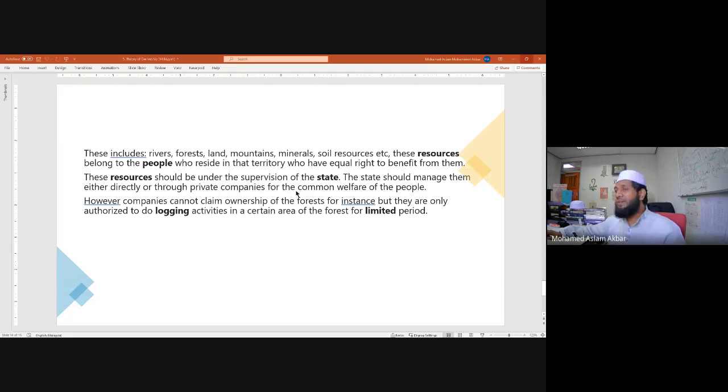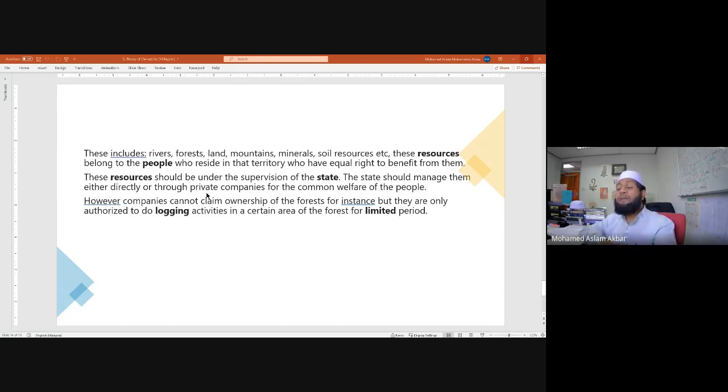The state should manage them either directly, or sometimes they can also give it to some private companies. For example, if a country needs electricity, there is a possibility the government gives it to a private company to manage. It is possible to give it to a private company to manage it, but the private company cannot become the owner of the entire electricity. They can only manage. It's called managing.